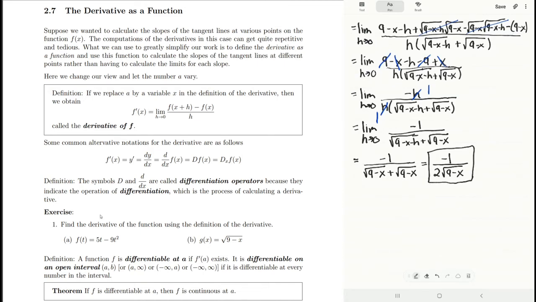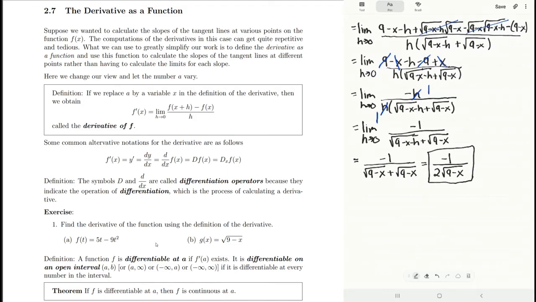So next we have a few definitions. So we say that a function f is differentiable at a if f prime of a exists. And it is differentiable on an open interval from a to b if it is differentiable at every number in that interval. And so the derivative exists for all numbers between a and b.